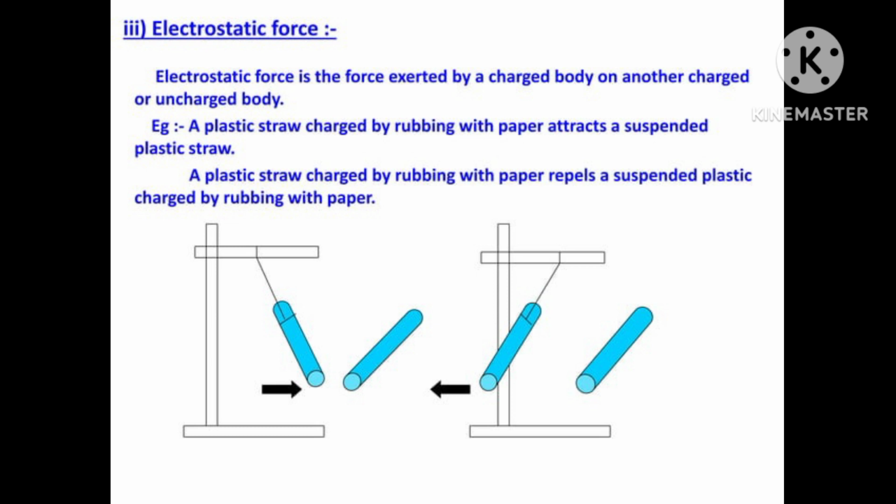The last one is electrostatic force. Electrostatic force is the force exerted by a charged body on another charged or uncharged body. For example, a plastic straw charged by rubbing with paper attracts a suspended plastic straw. A plastic straw charged by rubbing with paper repels a suspended plastic straw charged by rubbing with paper. Whenever a force is exerted by a charged body on another charged or uncharged body, there is an electrostatic force between the two bodies.